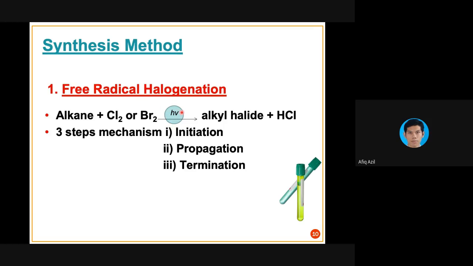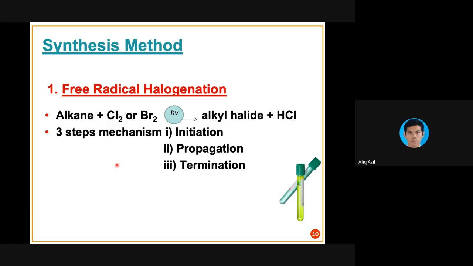If there is no energy, or UV light, being supplied to the reaction, you will not get the product. No alkyl halide will be formed. Okay, this is very important. Once you have this, then only you can obtain alkyl halide plus the byproduct. If your starting material is Cl2, then the byproduct will be HCl. If you are using Br2, then you're going to get HBr.